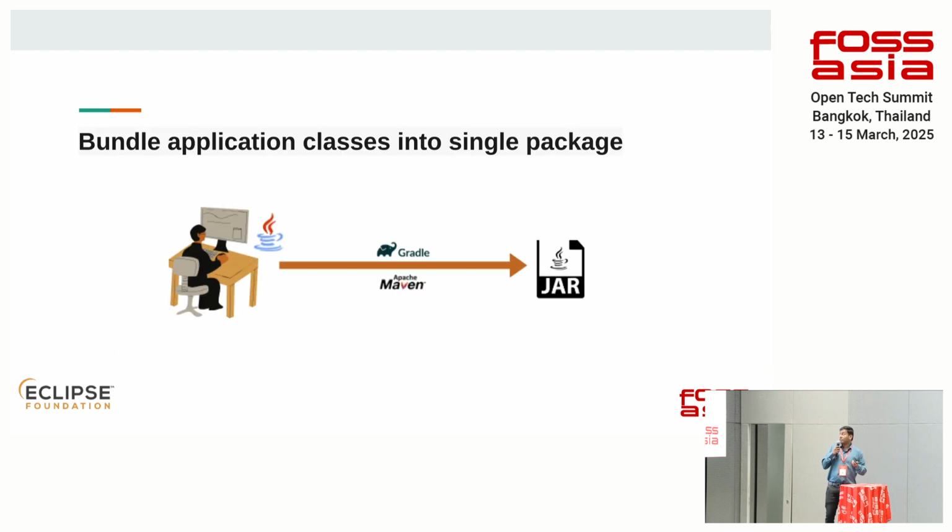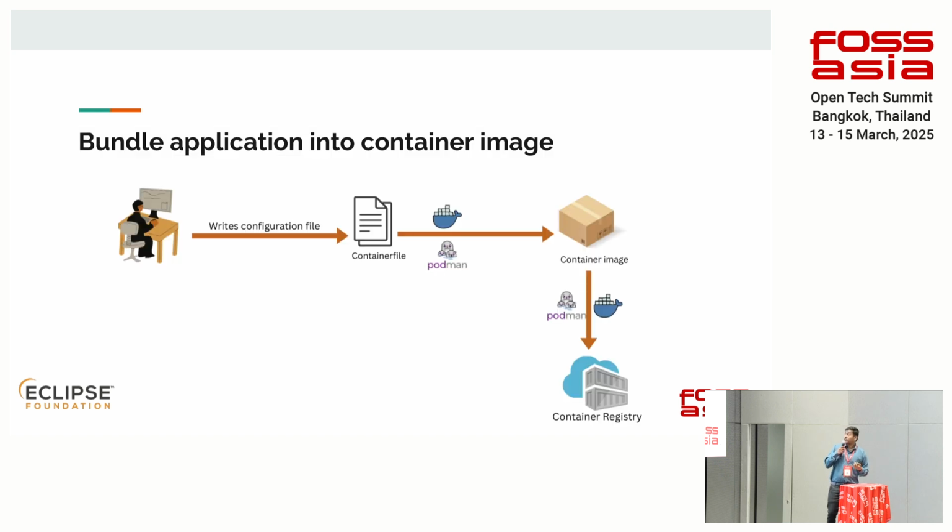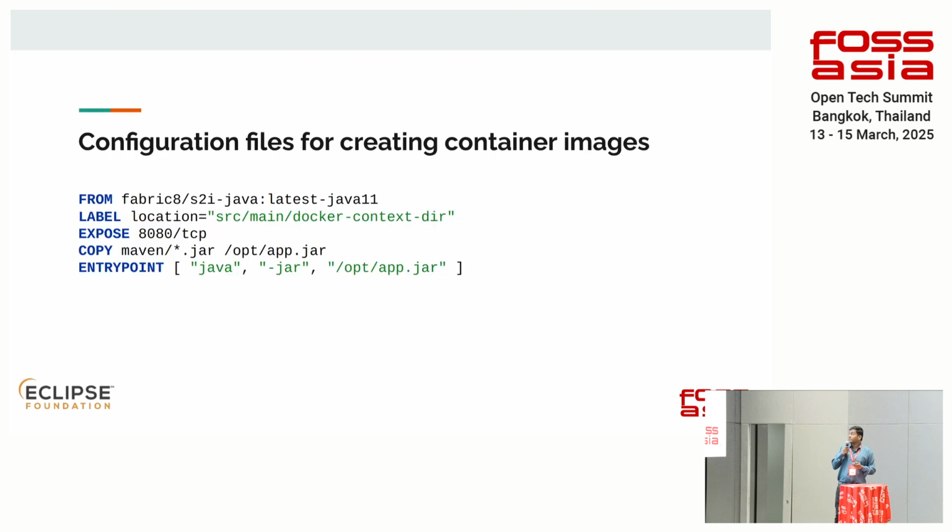We Java developers are used to bundling our application classes into jar or war files using standard build tools like Maven and Gradle. However, with the introduction of container technologies, we have some additional steps now. We need to package it into container images, and in order to do that, we need to write some additional configuration files called a Dockerfile or container file, whatever you want to call it. And we have to provide this configuration to tools like Docker or Podman to containerize it.